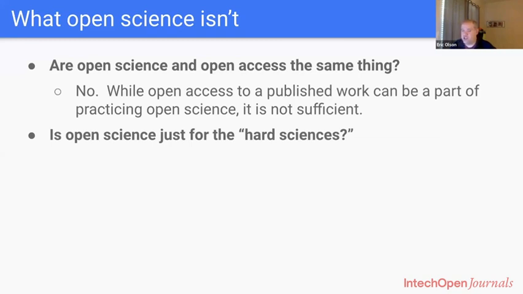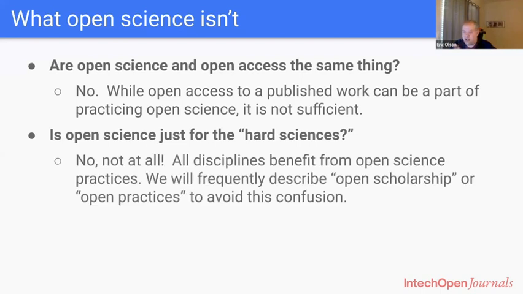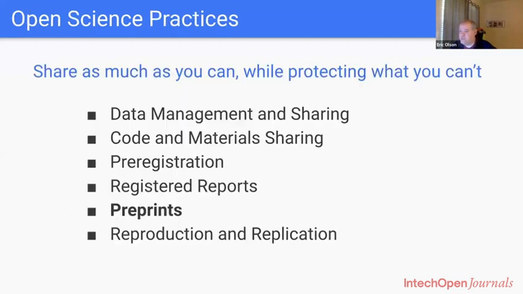And open science is not just for the hard sciences either. Despite that term we've kind of locked ourselves into with our name, it actually is not at all. We now more frequently use terms like open scholarship or open practices, because any discipline can use some of the things that we talk about here, like preprints. That is not something that only the hard sciences will take advantage of.